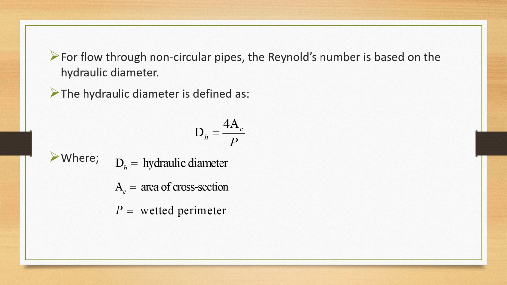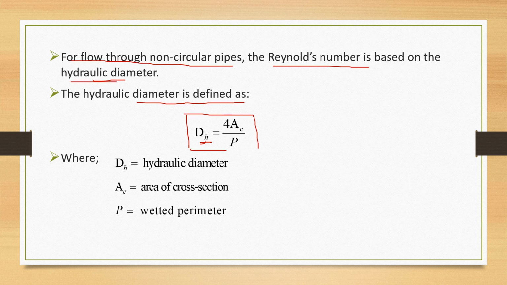Now let's look at the first point. It says that for flow through a non-circular pipe, the Reynolds number is based on the hydraulic diameter. This is what I explained in the previous slide. Now let's see what the hydraulic diameter is. The hydraulic diameter is defined as Dh, h for hydraulic, and is equal to 4 times the area of cross section, Ac, divided by P, the weighted perimeter. So this is the formula for hydraulic diameter.